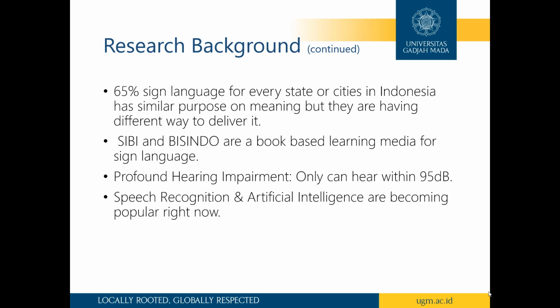People having more than severe hearing loss are said to have profound hearing impairment. It is a condition where people can only hear sound within 95 decibel intensity, while a normal conversation is at 60 to 70 decibels. So people who suffer from profound hearing impairment will likely rely on lip reading or buying a hearing aid.